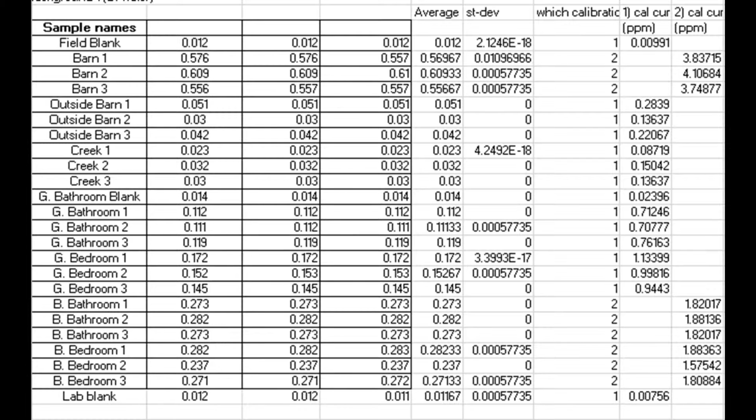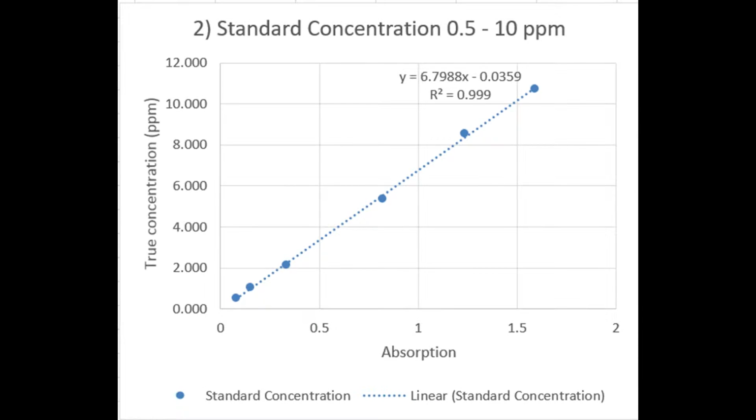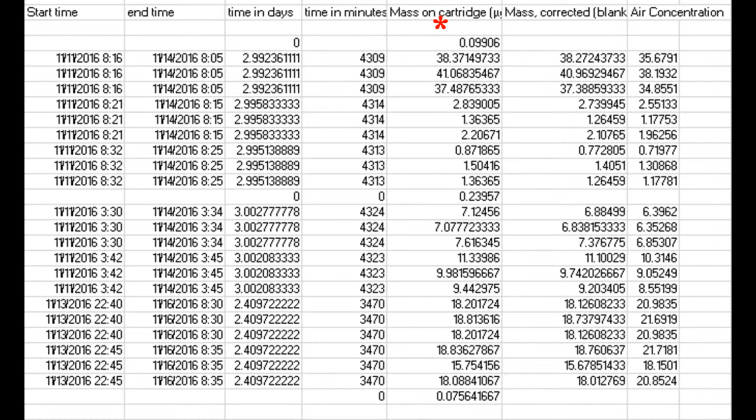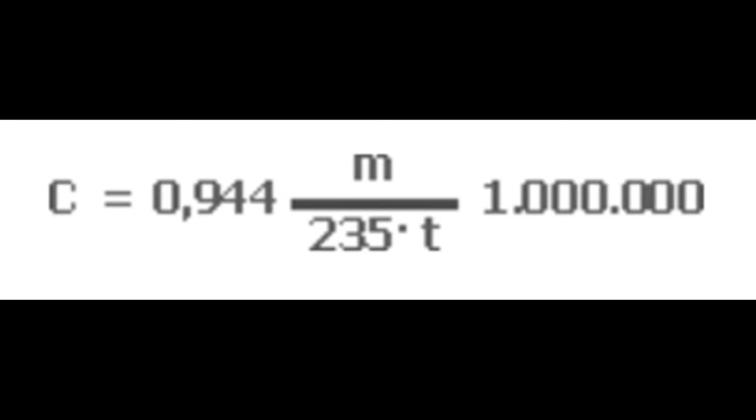To calculate the results using the 3 trials in the spectrometer, we took the average of each sample's absorbance and calculated the concentration in ppm using the standard curve. Then, the mass on the cartridge was determined based on the sample's concentration and corrected for each location's blank. From here, using the mass on the cartridge and the exposure time, we calculated the average air concentration during sample collection.